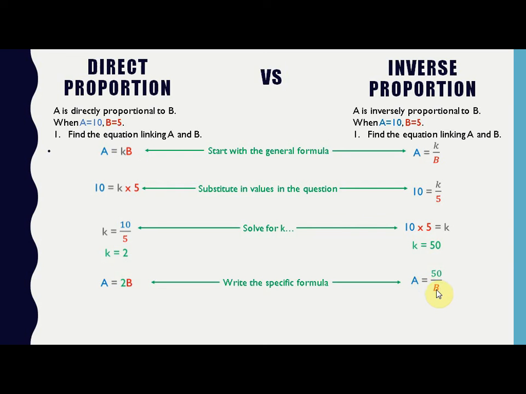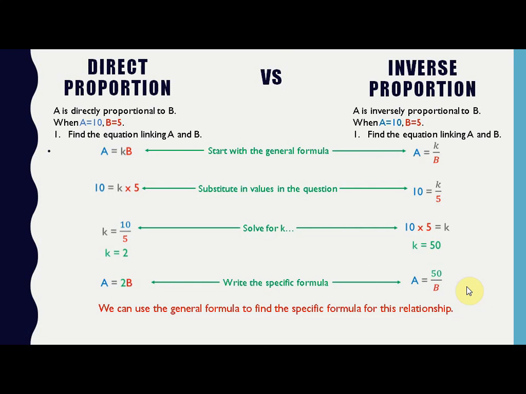Simply, if we say that B is equal to 5, A becomes 10. If we say that B is equal to 10, A will be 5. So this is a huge difference. If the value of B increases, the value of A decreases. So this is the inverse relation, the inverse effect in inverse proportion. This is the difference between the two proportionalities.